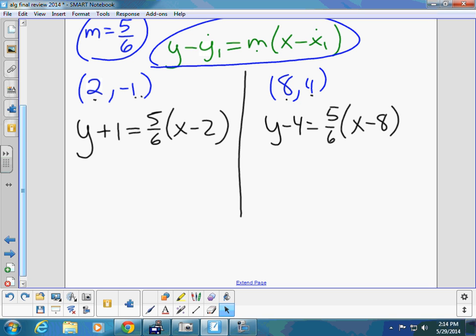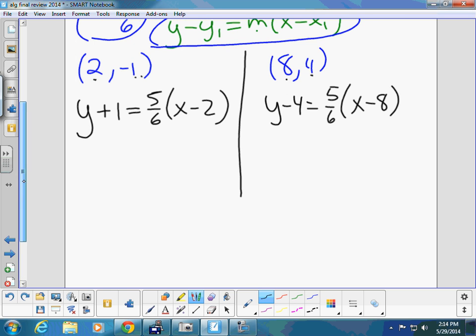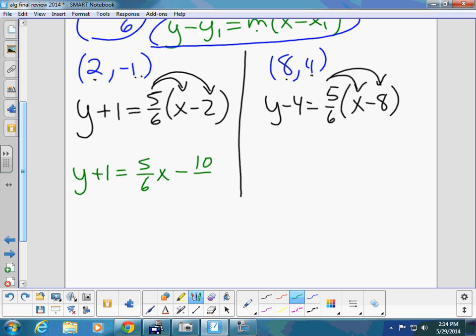Next one's going to ask for slope intercept form. Okay, so how do we get these in slope intercept form? Well, we have to solve this. We need to distribute the 5/6 to both things, and we're going to do the same math on each one. So we're going to turn out to have y plus 1 equals 5/6 x minus 10/6. I'm just going to write 10/6 because 5/6 times 2 minus the negative 2 is negative 10/6.